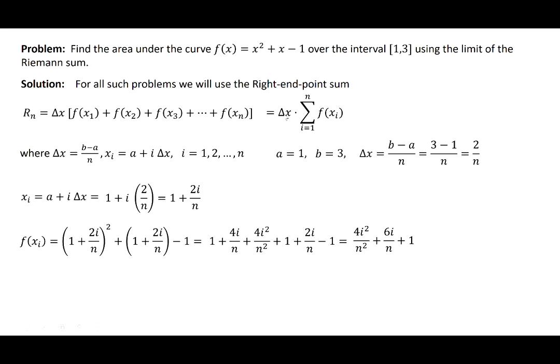We already found delta x. We just found f of x sub i to be this 4i square over n square stuff. So let's just plug that in there and evaluate that sigma. We would be done. Okay, so let's do that. Delta x is 2 over n, and sigma i equals 1 to n of this f of x sub i. If we can figure that out, we are done. If we can find this sum, we are done.